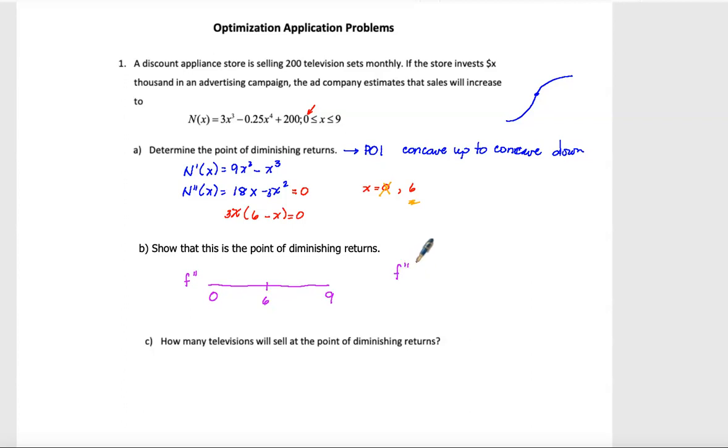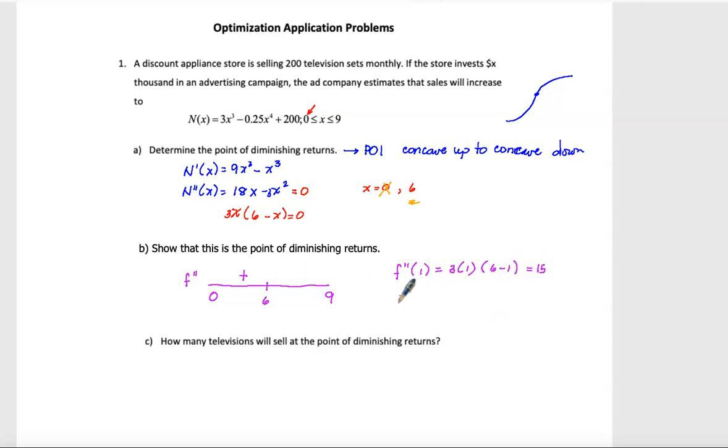Let's say we get f double prime of 1. Let's just say 1. So we get 3 times 1, we'll plug it in here, multiplied by 6 minus 1, which is equal to positive 15. So here you have a positive value for the second derivative.